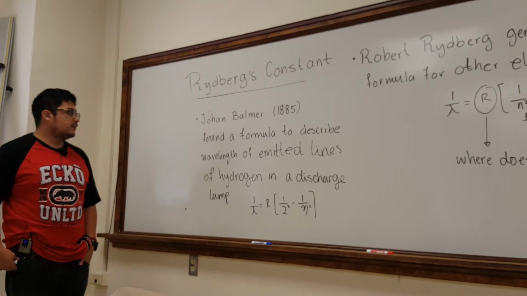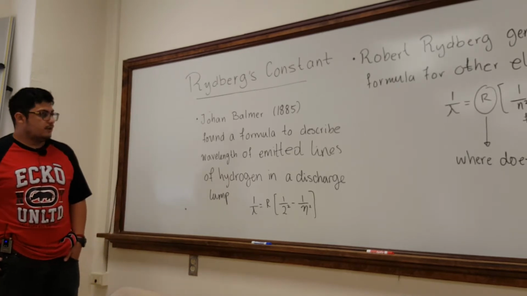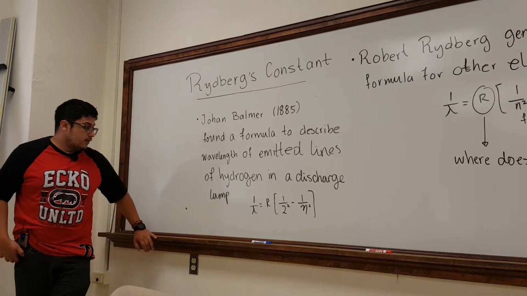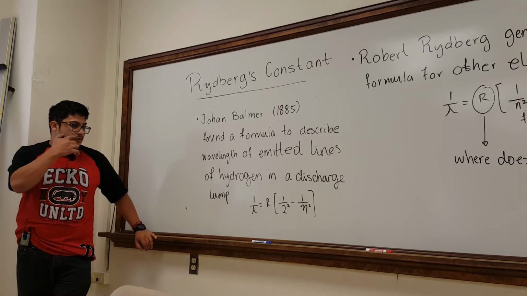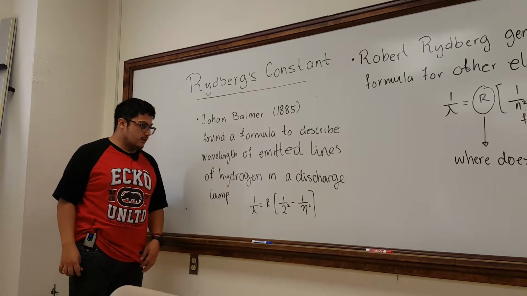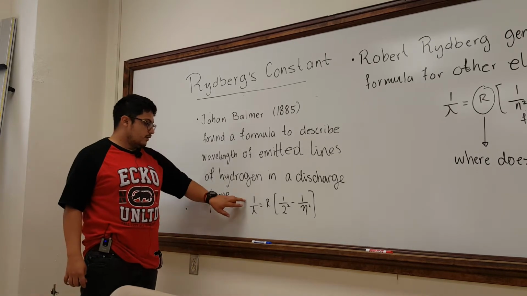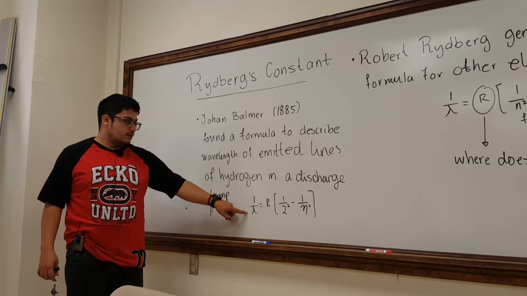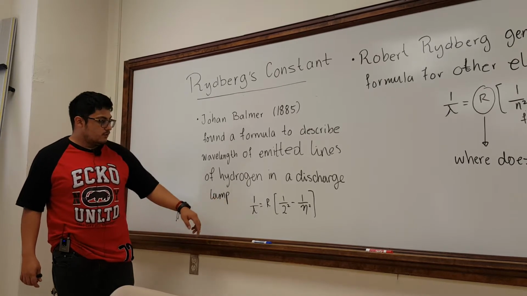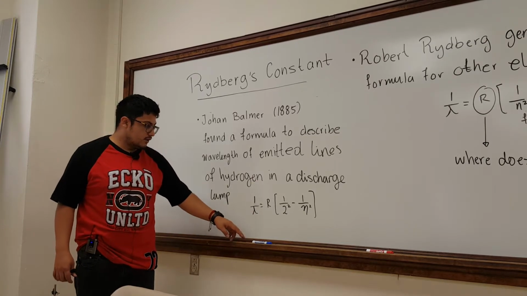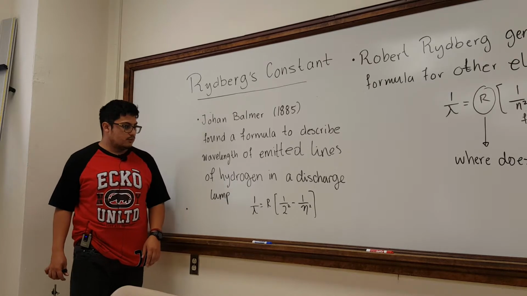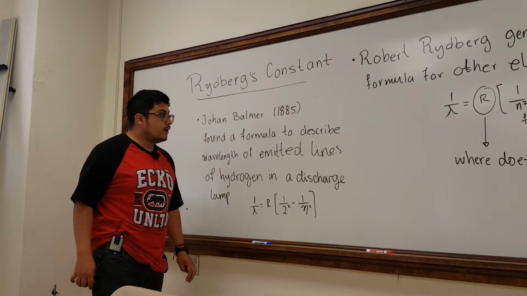The story begins with Johann Balmer. He was making measurements of the emission lines of hydrogen in a discharge lamp. And what he found after trial and error is that there's a relationship that describes the wavelengths of those emitted lines. So after trial and error, he found this formula to hold true for the emitted lines of hydrogen.